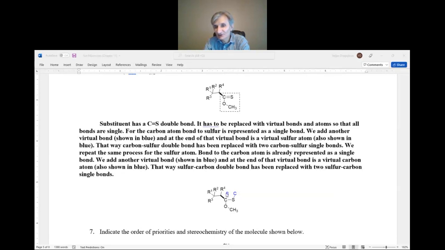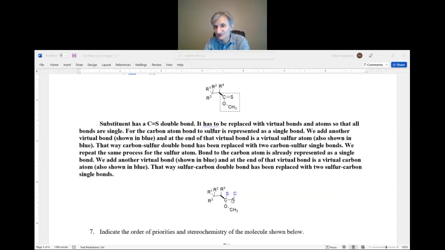At the other end of that bond is atom that is at the other end of the bonds relative to carbon, that's sulfur. Carbon is bonded to sulfur, so it's another carbon-sulfur bond. So you converted carbon-sulfur double bond to two carbon-sulfur single bonds by adding virtual single bond and virtual sulfur atom. And then for sulfur, you repeat the same procedure. Sulfur forms double bond to carbon. So on sulfur, you draw two single bonds.